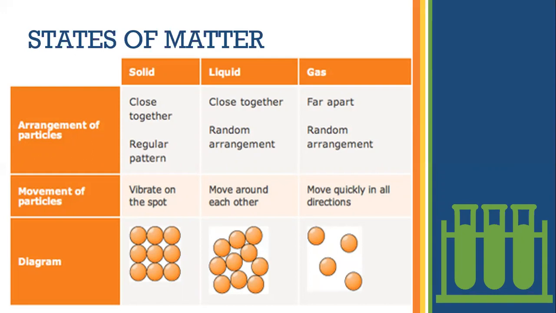Solids are in a regular repeating pattern. Liquid is in a random arrangement. Gases are also randomly arranged. Now, movement of particles. For solids, as we said earlier, they vibrate on the spot, vibration. For liquids, they move around each other. And for gases, they move quickly in all directions.